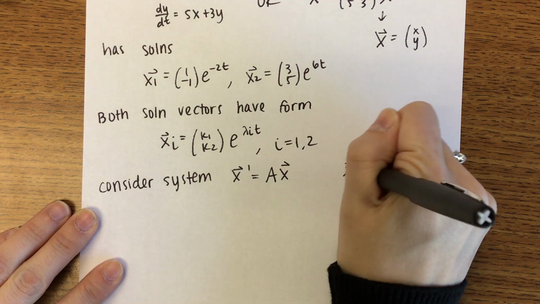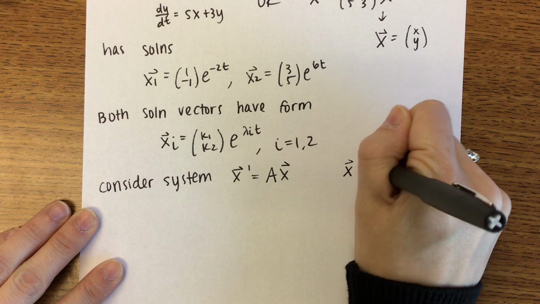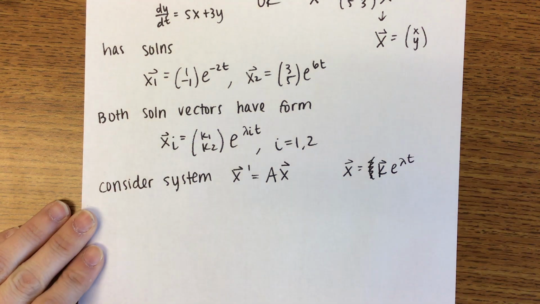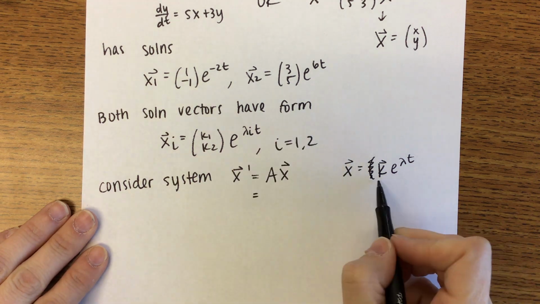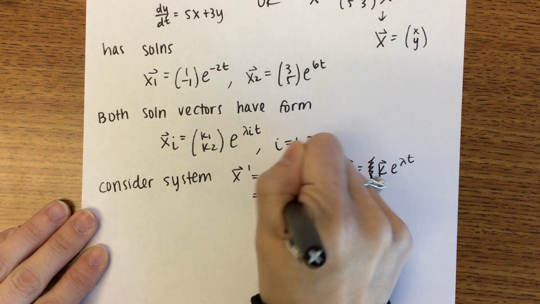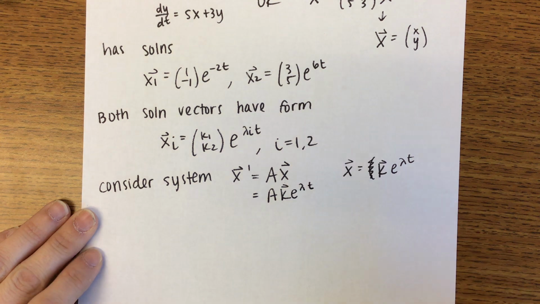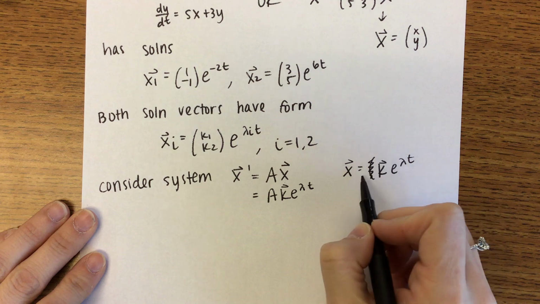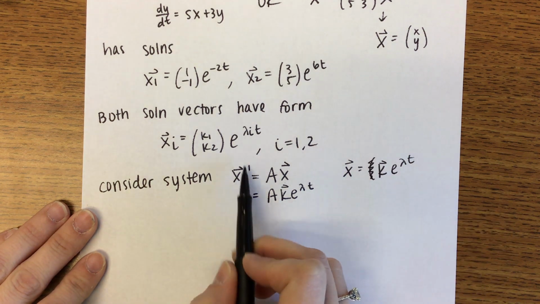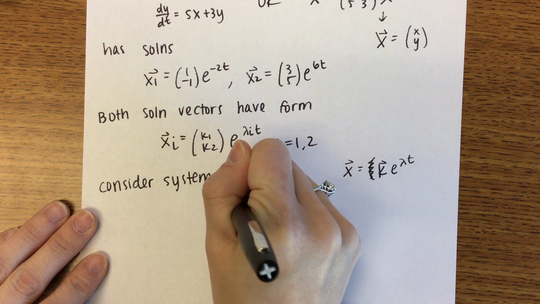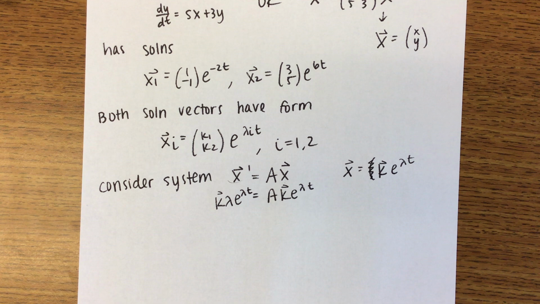Okay, so above we said that x was (k1, k2). I'm just going to write that as k, e^(λt). I'm going to replace x with this. So I get A times k e^(λt). If I were to take the derivative with respect to t, that would bring down a lambda. So I'm going to replace that for x prime. So x prime will be kλ e^(λt). So all I did is replace x and x prime.